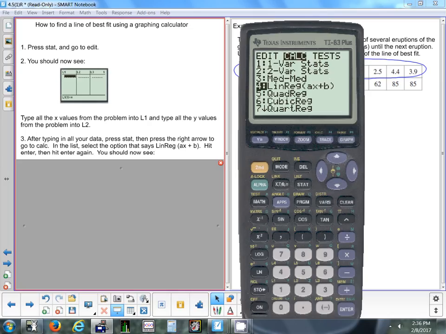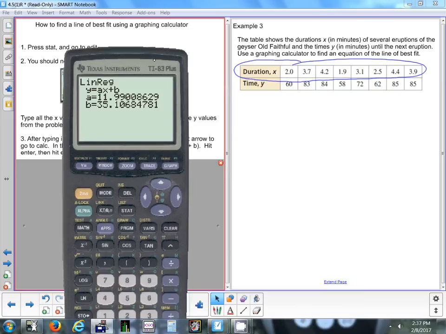On my calculator, it's the fourth option. Did everybody get the fourth option, LinReg, highlighted? Okay, what does it say to do after we highlight that? Hit enter. Does everybody have that on the screen? What does it say to do now? Hit enter again. There it is, LinReg. How many people got that? Good.